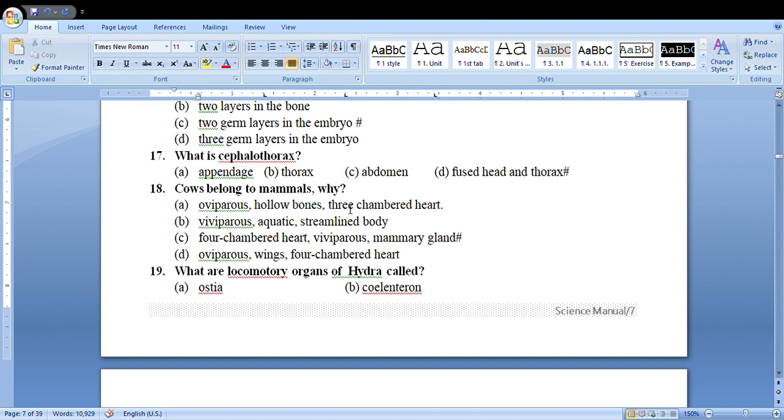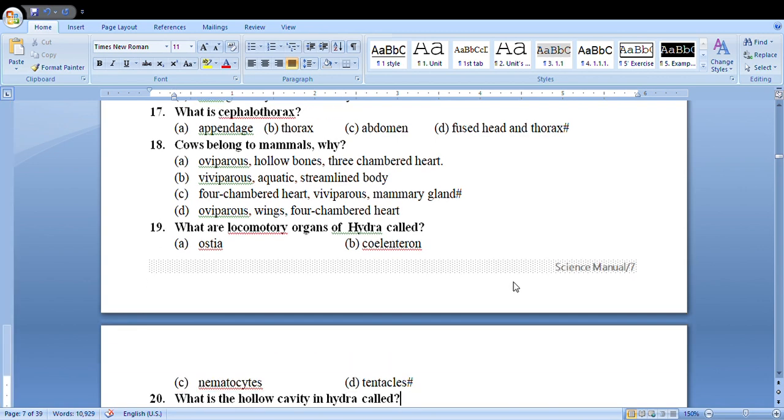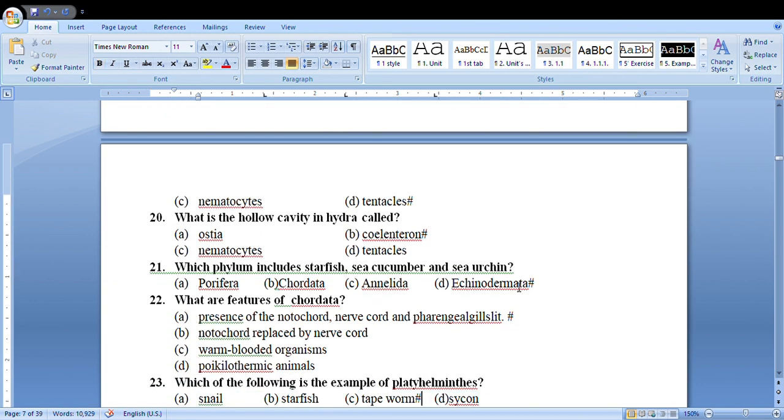Cows belong to mammals. Why? Because it has 4-chamber heart. It is viviparous, means directly gives baby in the birth. And mammary gland, breast gland. What are locomotory organs of Hydra called? Locomotory organs of Hydra are tentacles. What is hollow cavity in Hydra called? It is obviously Coelenteron. Which phylum include starfish, cucumber and sea urchin? Obviously Echinodermata. What are features of chordata? Presence of notochord, dorsal nerve cord and pharyngeal gill slits.